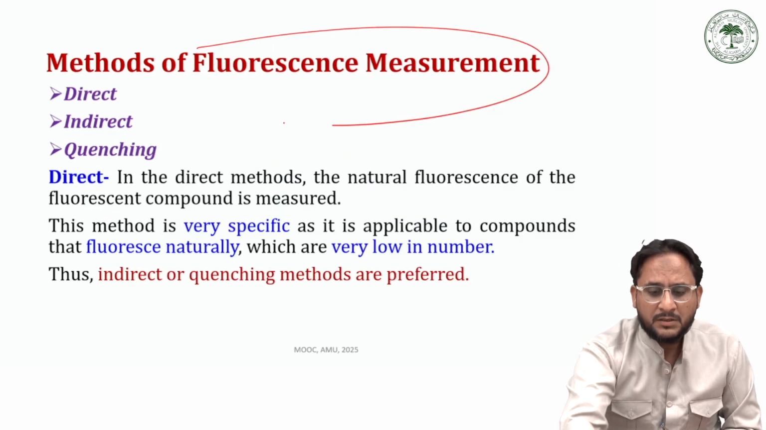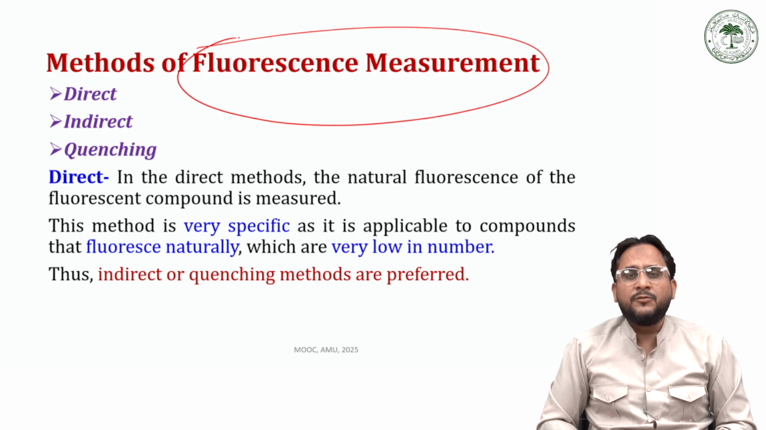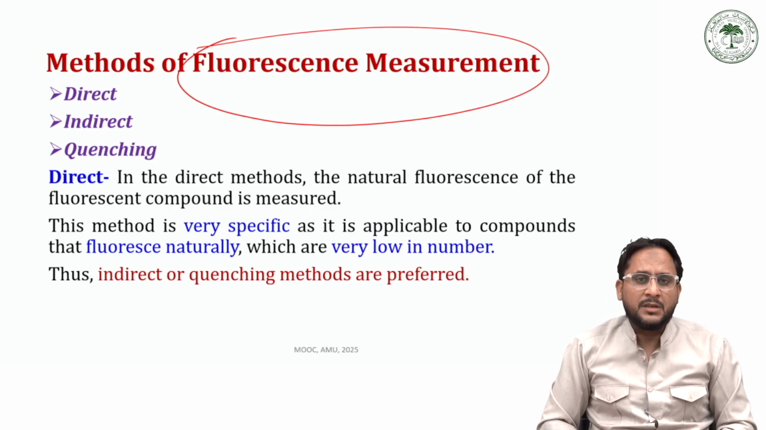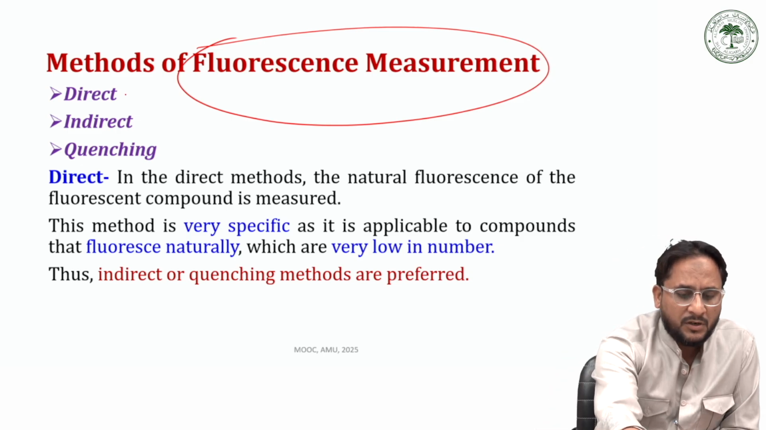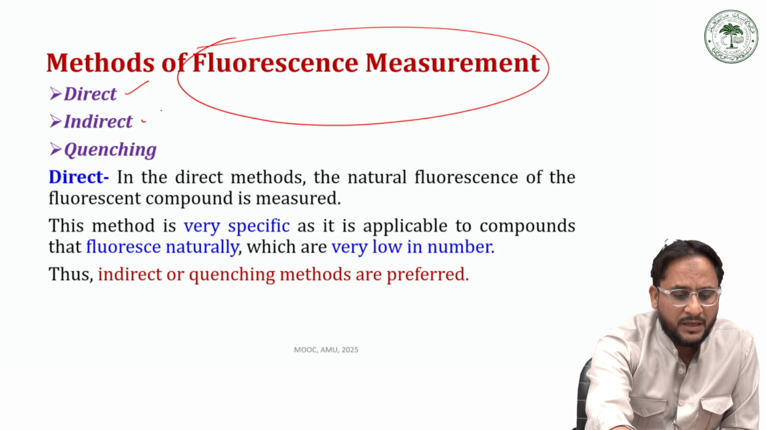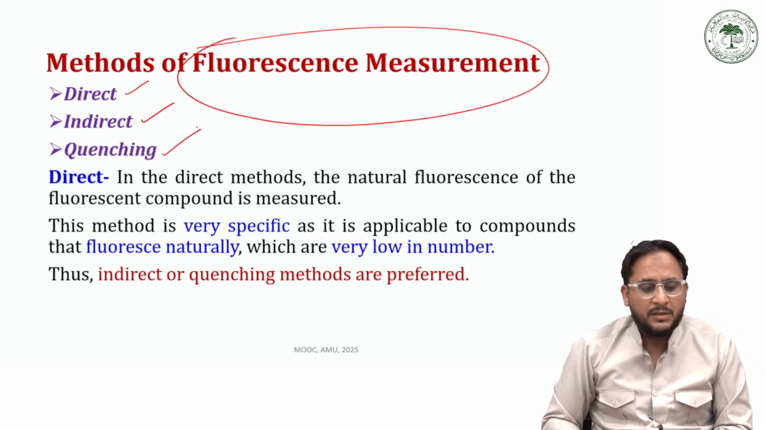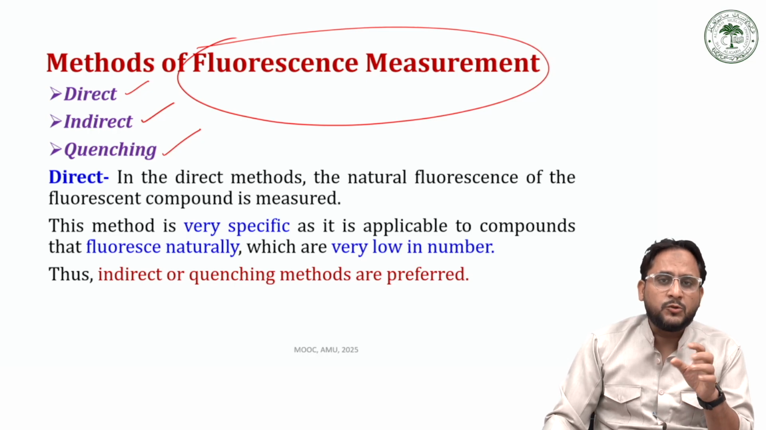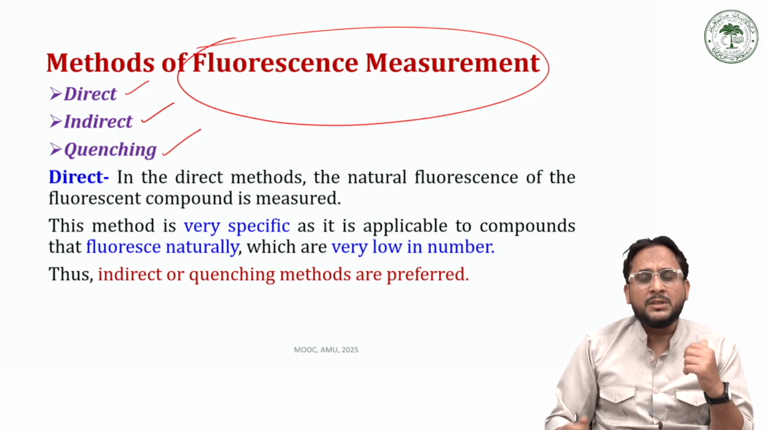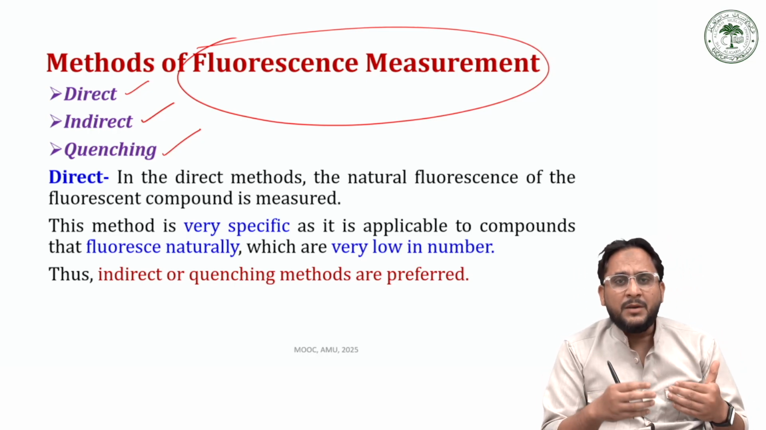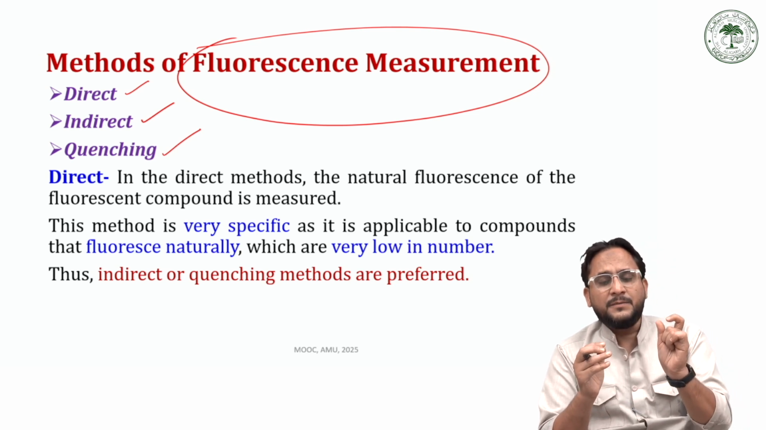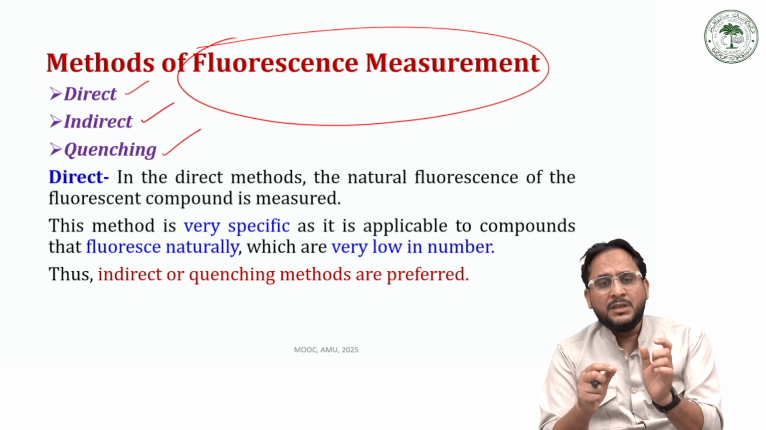There are three methods that are used to study the fluorescence spectrum of a particular sample, or I should say three methods for the fluorescence measurement of the given sample. The first is called the direct method, then we have an indirect method, and the quenching method. Direct methods are applied to fluorescent molecules only. Molecules that are naturally fluorescent can be analyzed by this method, because, as the name reflects, it is a direct method.